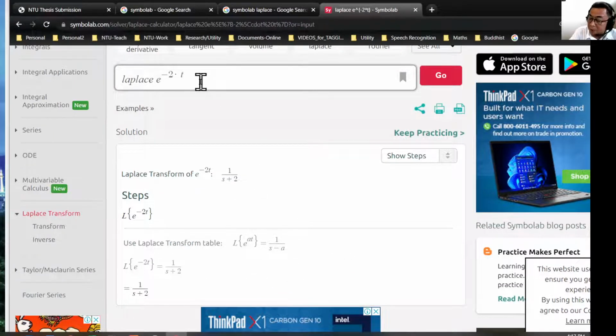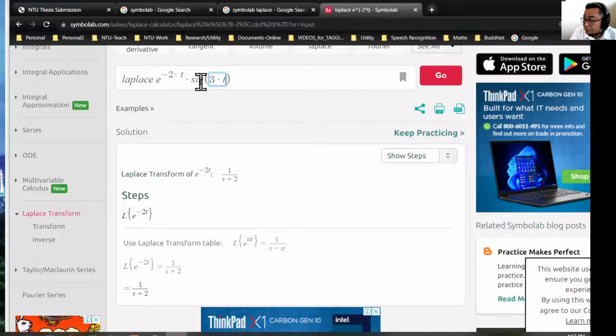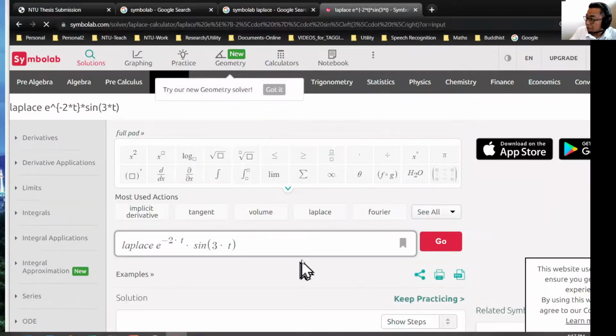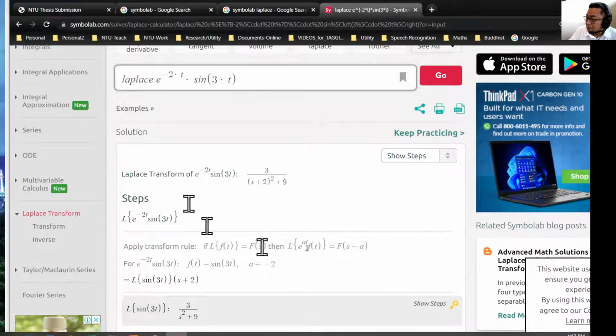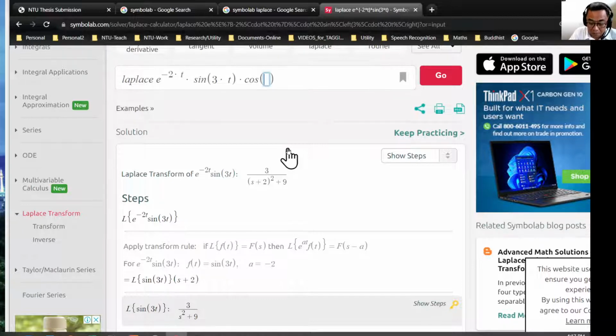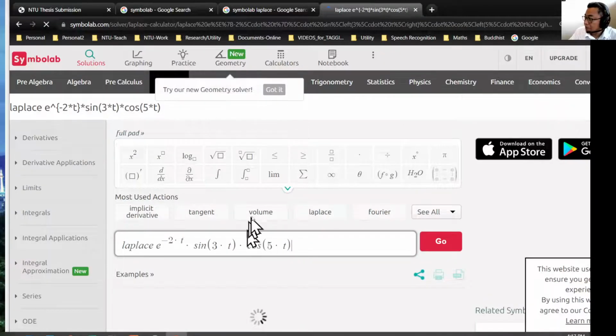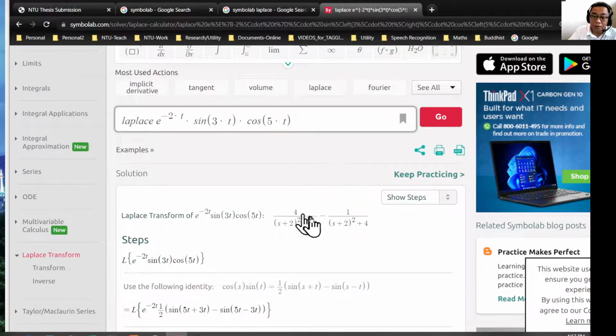You can type very complicated functions. For example, multiply by sine of 3 times t. And you'll see more and more complicated functions of F of s. And I can continue, and so on and so forth. So you can use Symbolab to verify your answers.